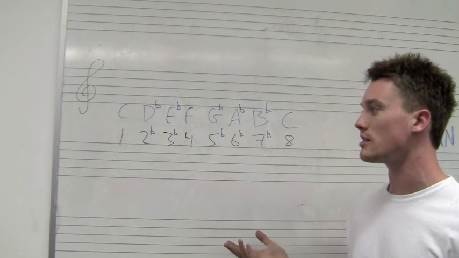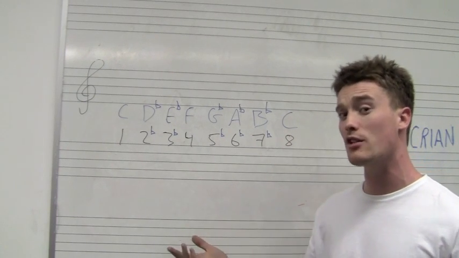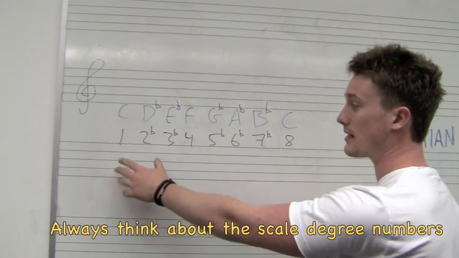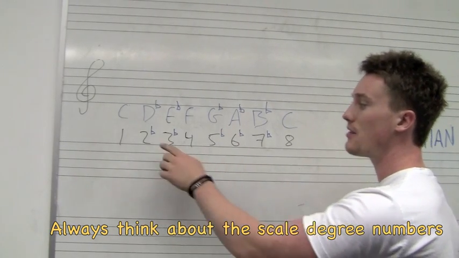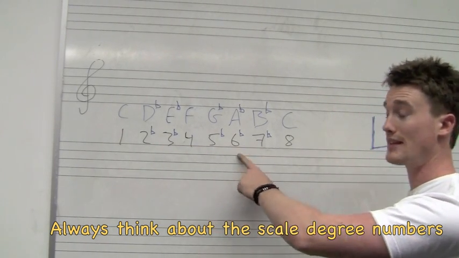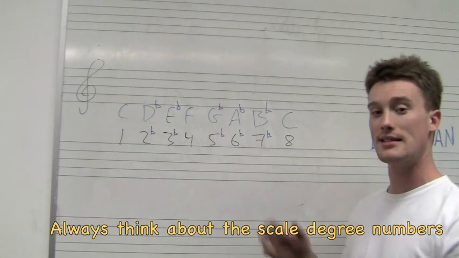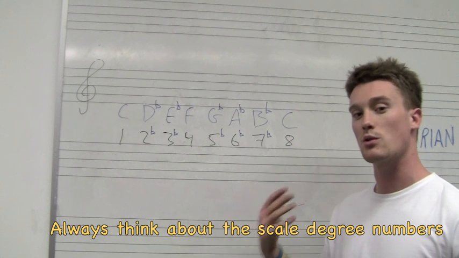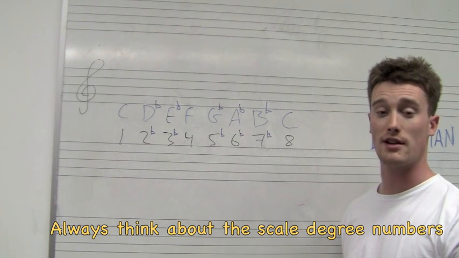And now if you wanted an A Locrian mode, again, you'd write out an A major scale, and then you'd flatten the second, flatten the third, flatten the fifth, flatten the sixth, and flatten the seventh. And that's how you would change a major scale into a Locrian mode. And now I'll show you how to play it on a guitar.